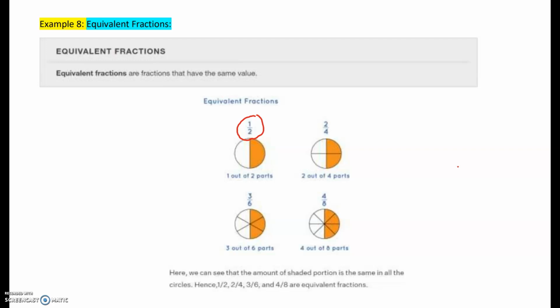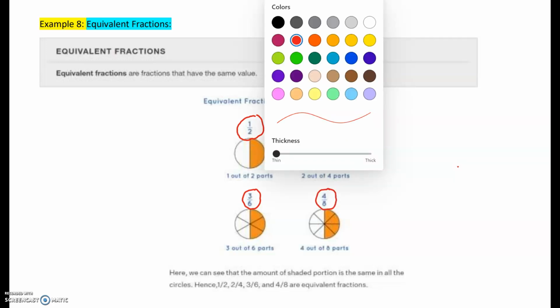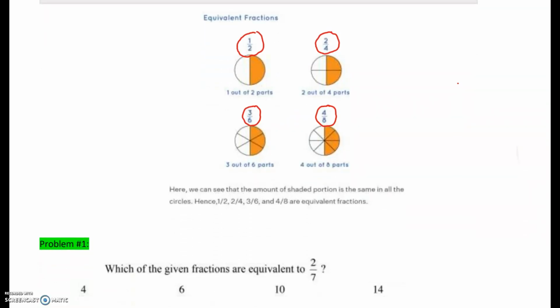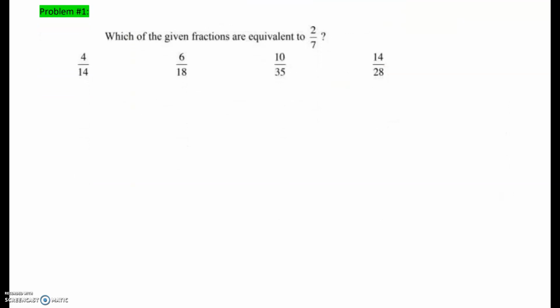If you cut the circle in two pieces, that is also equivalent to 2/4. If you cut it in 6, it'll be 3/6, or if you cut it in 8 pieces, that would be 4 out of 8. So all of these fractions represent the same area or value of an integer. Let's take a look at some of these examples.